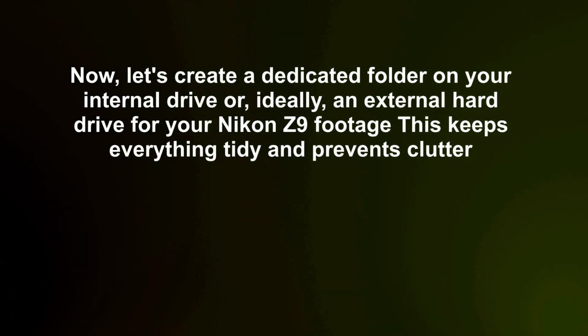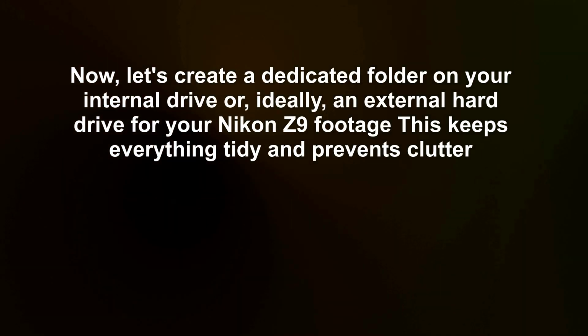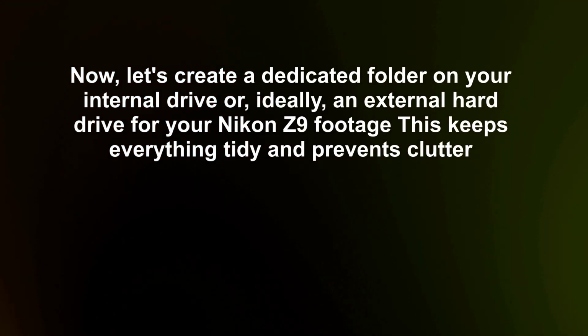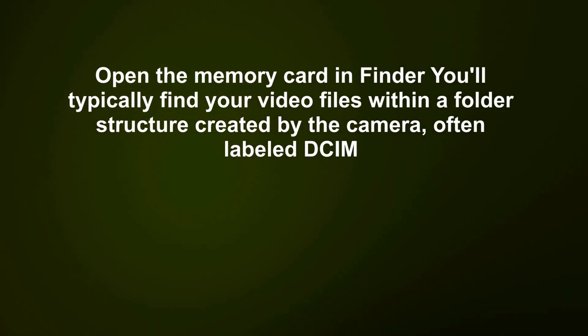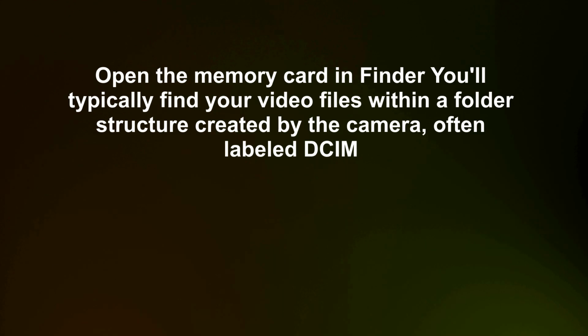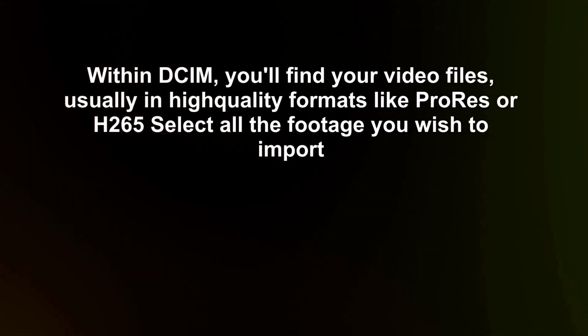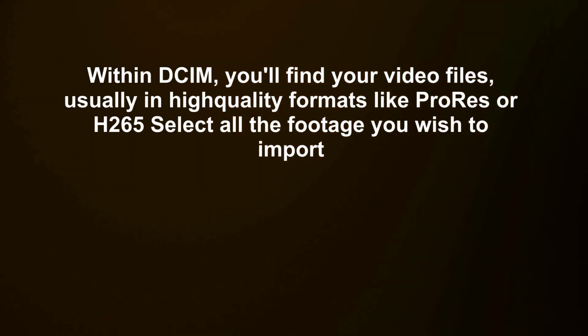Now, let's create a dedicated folder on your internal drive or, ideally, an external hard drive for your Nikon Z9 footage. This keeps everything tidy and prevents clutter. Open the memory card in Finder. You'll typically find your video files within a folder structure created by the camera, often labeled DCIM. Within DCIM, you'll find your video files, usually in high-quality formats like ProRes or H.265.